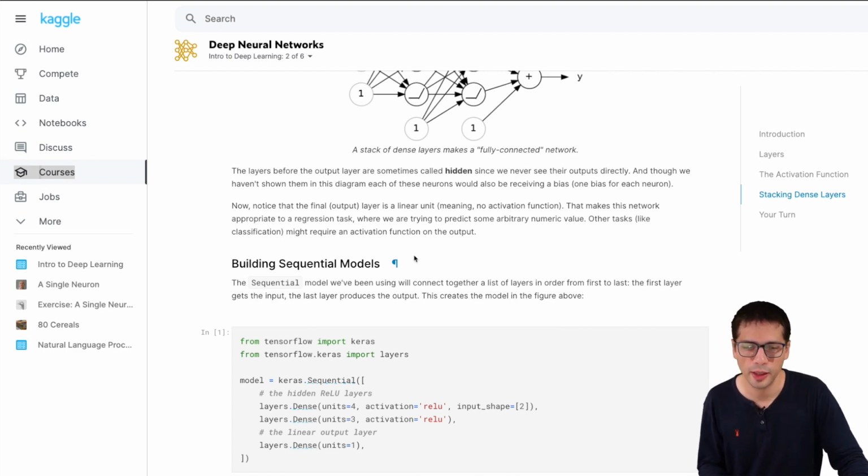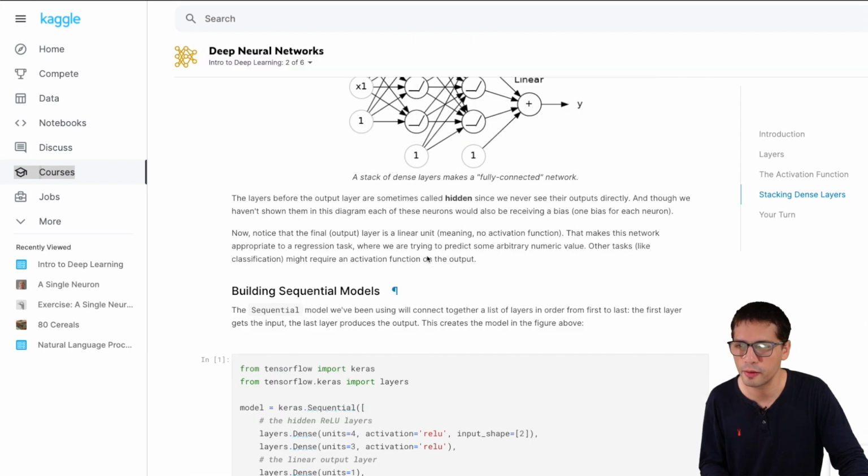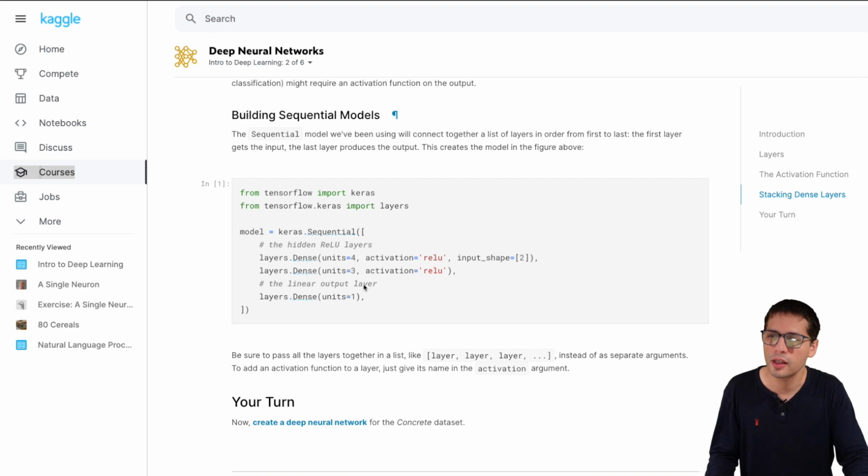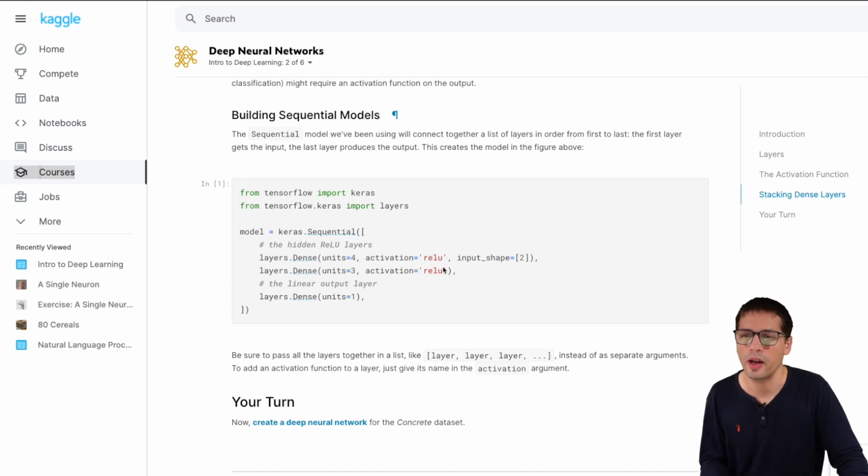Okay, let's go to the next section. I hope I can still do exercises. I think I can. The sequential model we have seen will connect together a list of layers in order from first to last. The first layer gets the input and the last layer produces the output. This creates the model in the figure above.